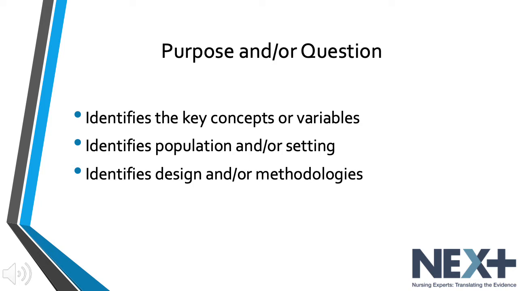Regarding the type of study, the author might indicate the broad category: quantitative, qualitative, or mixed methods. They might identify the specific type, such as a randomized controlled trial or a case control. Authors may even include the methodology, such as the data collection methods, whether it's an electronic survey or an in-person interview. Some authors describe an overall purpose and then state a few specific aims.